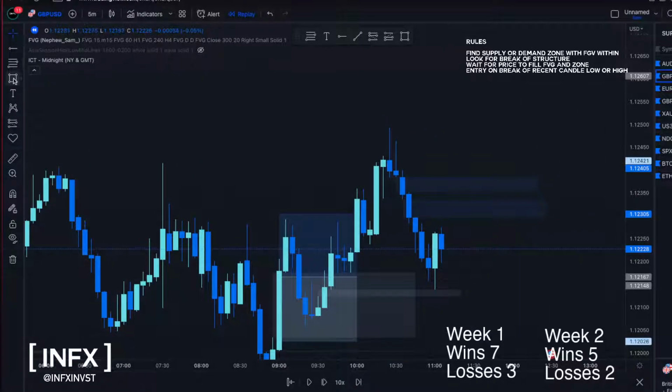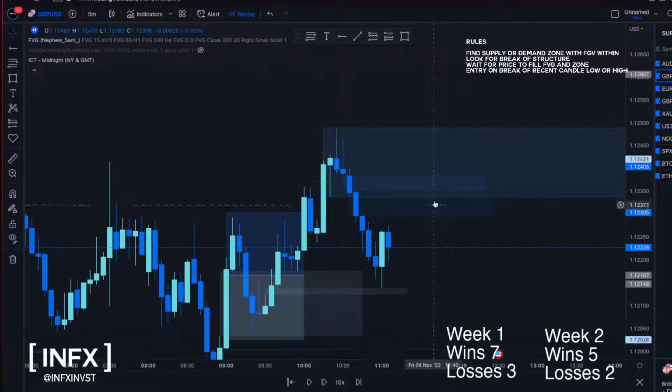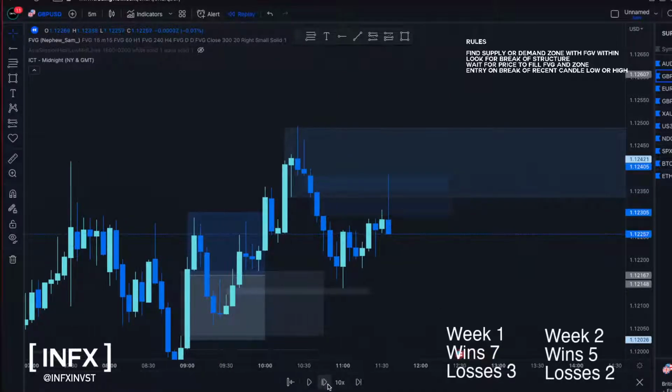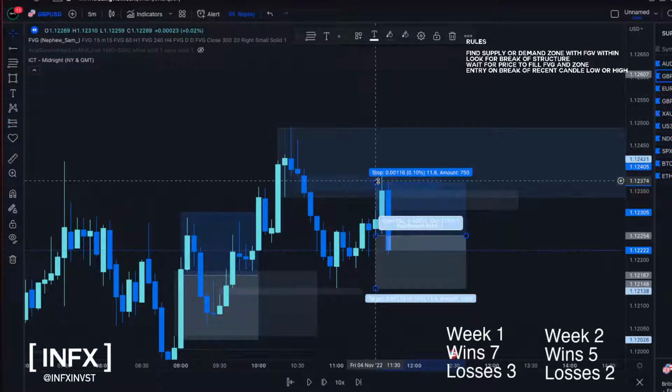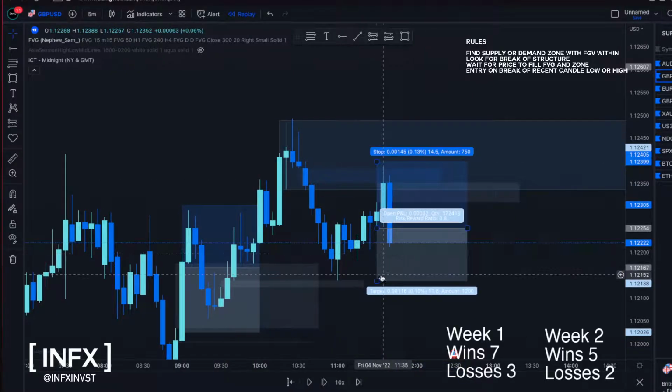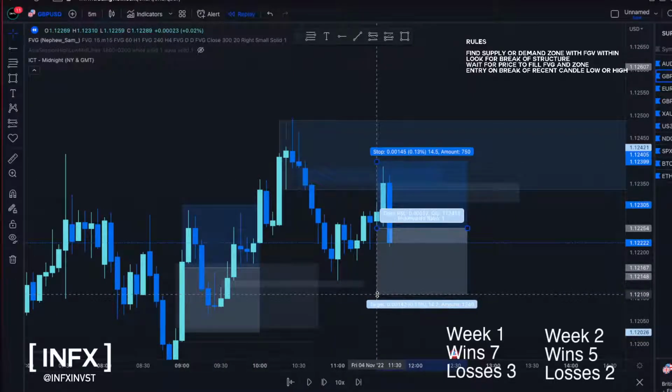Okay. Potential supply zone now. Here with FEG. Breaking structure here. Okay, we got our fill. Ooh-wee. Got our push down. So for this 14 pips, I'm only going to go stop above the high here.